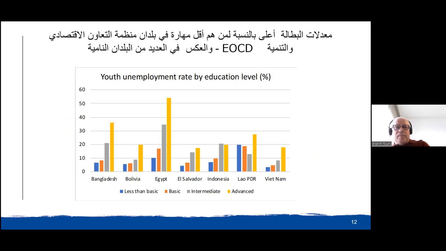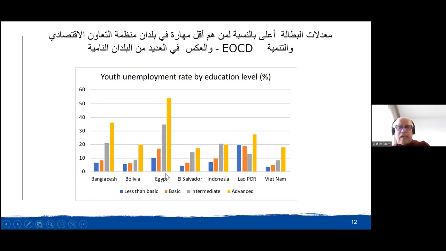To illustrate this, we can see here that unemployment rates in the OECD countries are as such. The higher the level of training, the higher the rates of unemployment. However, in other countries, this is not the case.